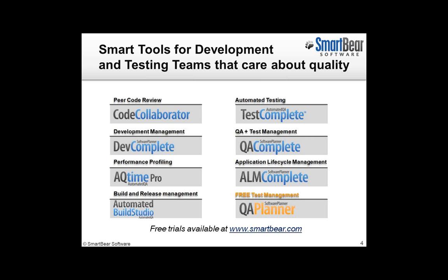So in our new reincarnation, as of last year, we provide a very capable and appealing family of tools focusing on development automation and quality. Our current portfolio includes tools for many critical tasks in modern software development. On the left side, you see that we have a few tools for the development folks. Code Collaborator for peer code review, DevComplete for development management, AQTime Pro for performance and memory profiling on Windows, and a very cool tool for build and release management called Automated Build Studio.